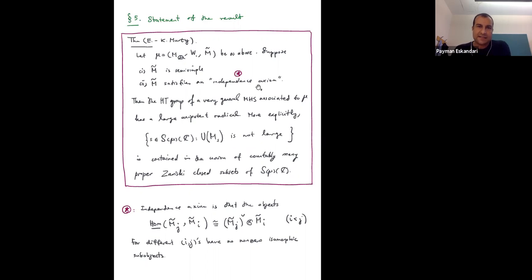Now, something about this technical condition, the independence axiom. Precisely, the statement we need is the following. If you look at the internal Homs of these, remember M tilde is graded, right? So you look at the objects, the internal Homs of M tilde j, comma, M tilde i. That's the same as the dual of M tilde j tensored with M tilde i, with i less than j. So you're looking at the ones that give you negative weight. The requirement is that these objects for different pairs i, j don't have any non-zero isomorphic sub-objects. That's the requirement that we need.